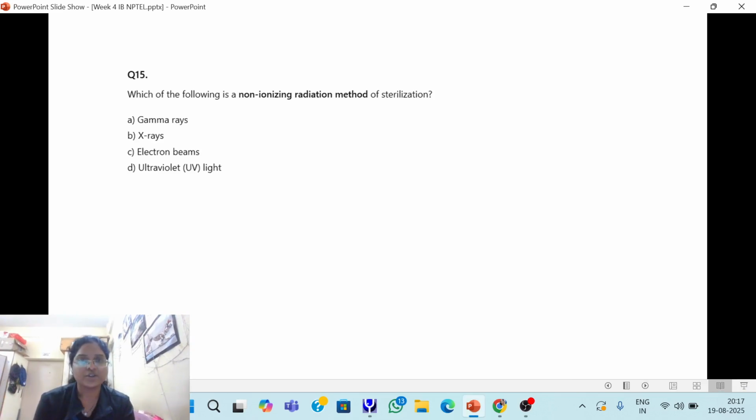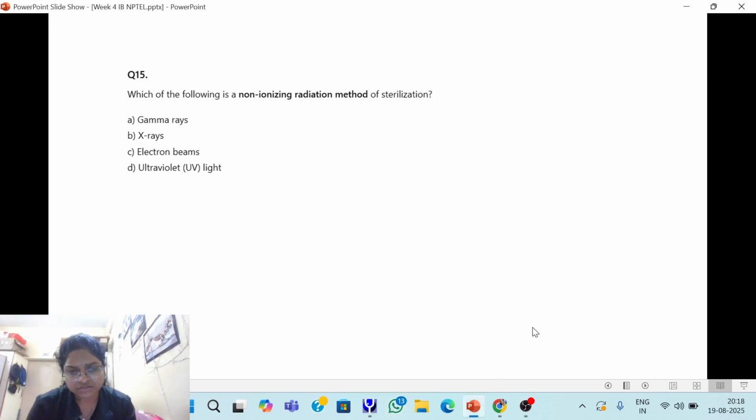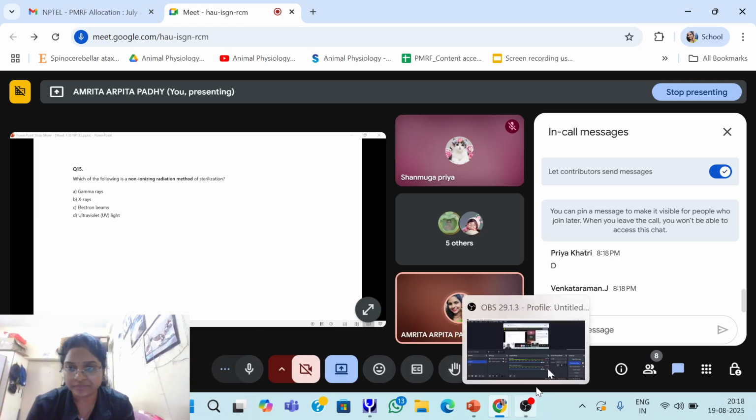Which of the following is a non-ionizing radiation method of sterilization? Gamma rays, X rays, electron beams, ultraviolet light. Start answering. So this is the last question of today. Then we can know your scores and disperse the class.